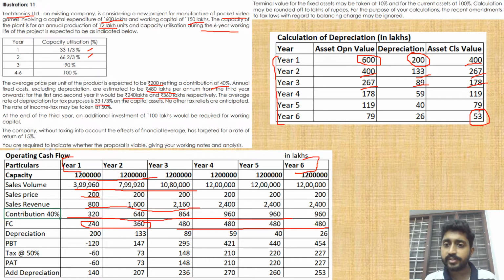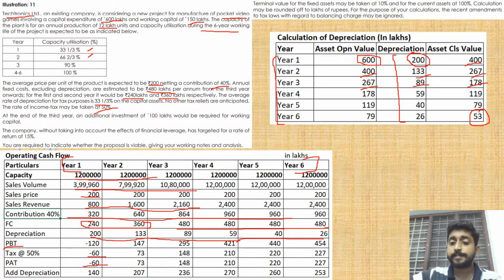Good. So the depreciation values you have calculated are 200, 133, 89, 59, 40 and 26 for year 1, year 2, year 3, year 4, year 5 and year 6. Contribution minus fixed cost minus depreciation will give you profit before tax, and in the question the tax rate is given as 50 percentage. So deduct the 50 percentage tax, you will get profit after tax.